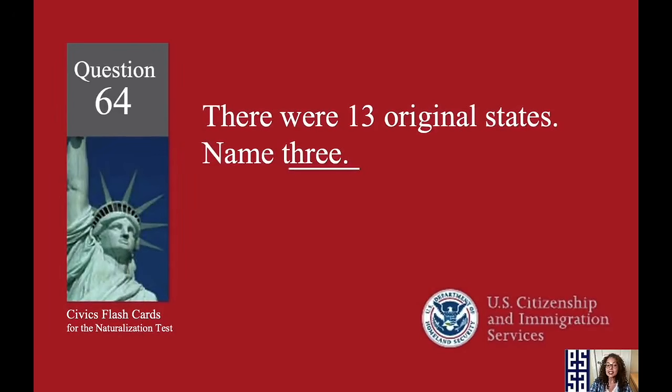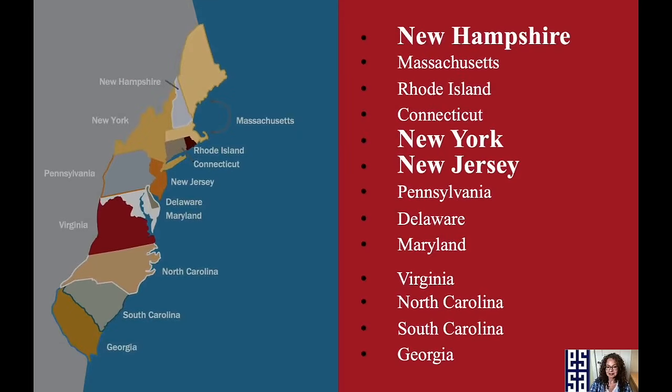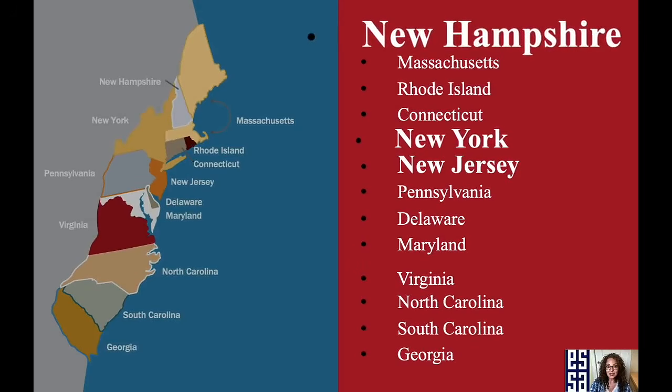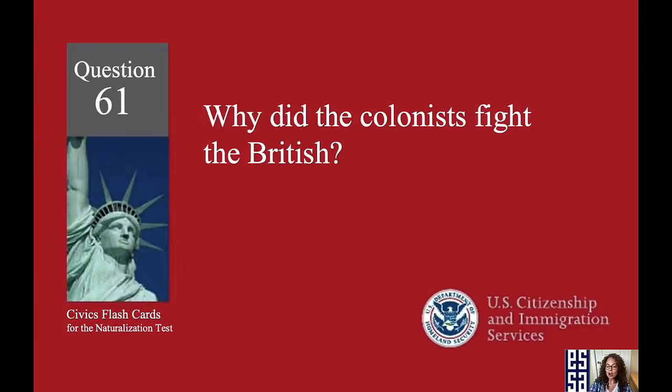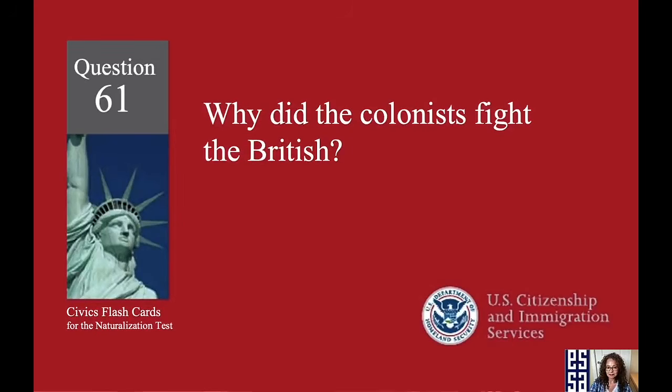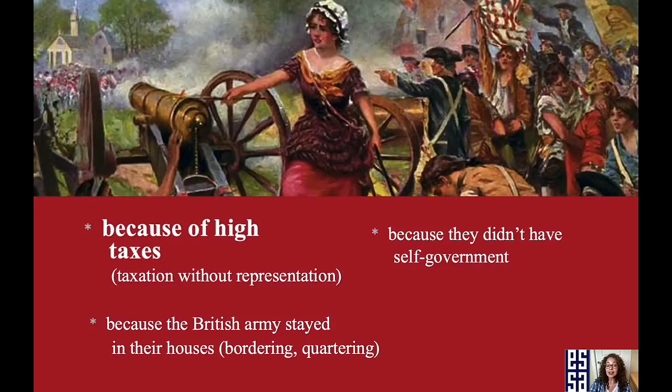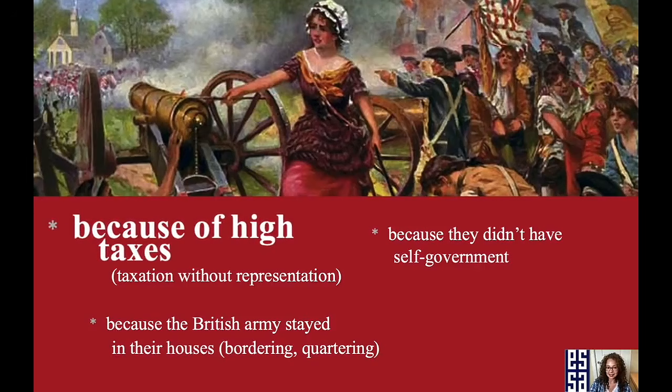There were 13 original states. Name 3. New Hampshire, New York, New Jersey. Why did the colonists fight the British? Because of high taxes.